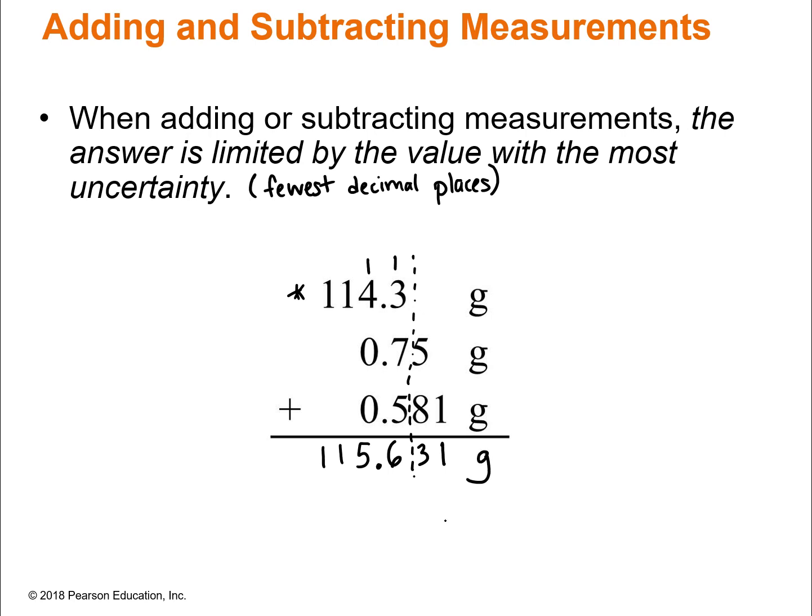Now this dotted line shows me the last digit that I can retain in this number when I'm writing my answer is the 6. And the digit that's directly to the right of this dotted line is what I need to use to determine if I'm rounding up or just dropping off. Next to the 6 is a 3. It's less than 5, so I'm just dropping everything off. That's my answer.